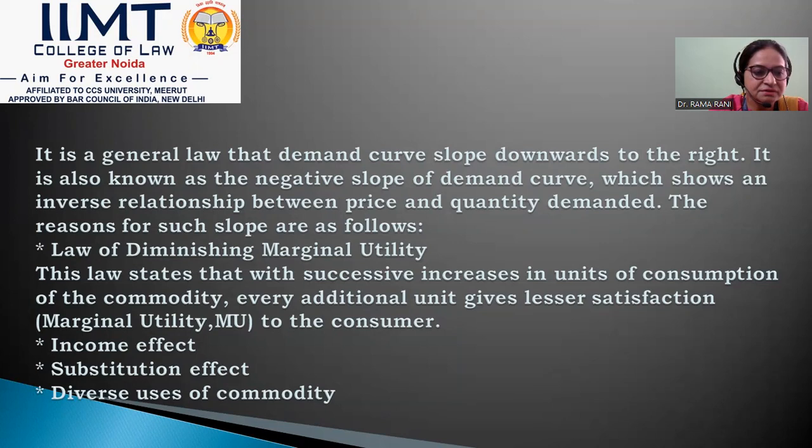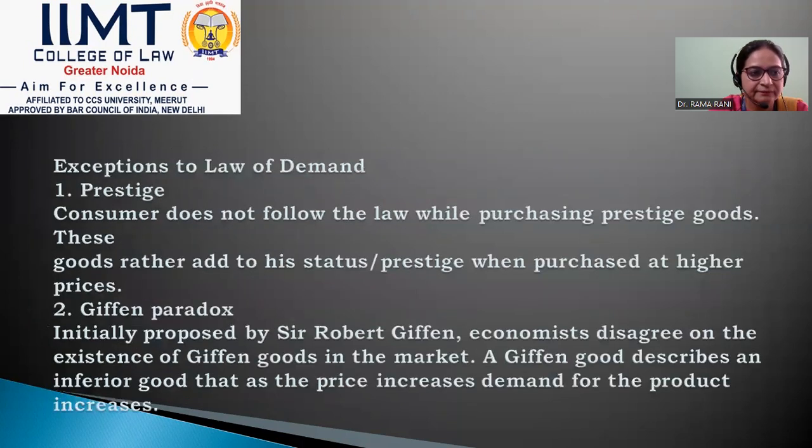Now, diverse uses of a commodity. If a commodity can be used in many places, we can take the example of milk. We use milk in many ways: for making tea, coffee, curd, and many more things. So the diverse uses of a commodity also affect the demand for a particular commodity in the market.